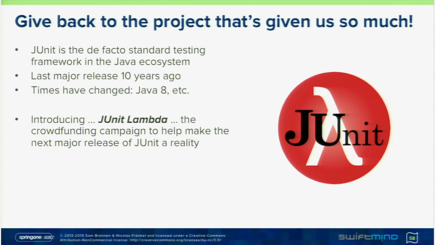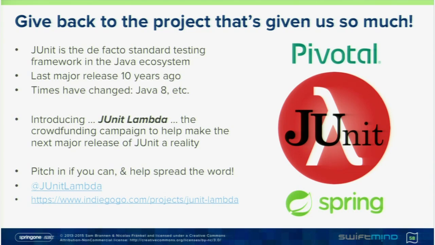So, introducing JUnit Lambda, that's the name of the campaign, basically the push towards Java 8 Lambda support, more than likely to be called JUnit 5, coming up after 4.12, which is out now. And that's online now, you can contribute. So we ask you to pitch in if you can, help spread the word, tweet about it. JUnit Lambda is the Twitter account for JUnit. You can also go to junit.org, click on the info page there, or go straight to the campaign at Indiegogo.